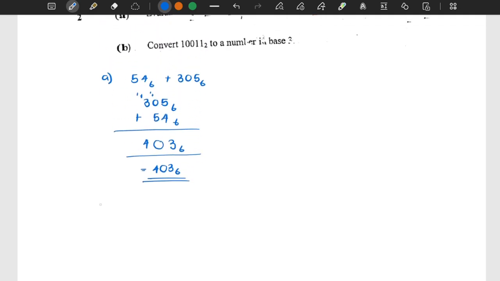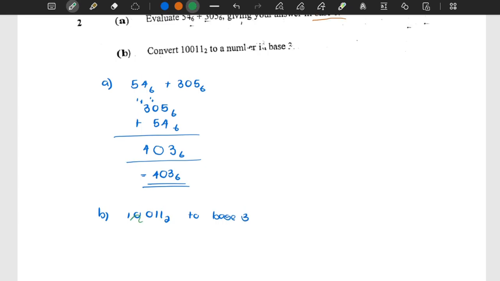Part B says convert the number 10011 base 2 to base 3. So how do we go about that first? So we do from base 2 to base 10 first, and then to base 3.